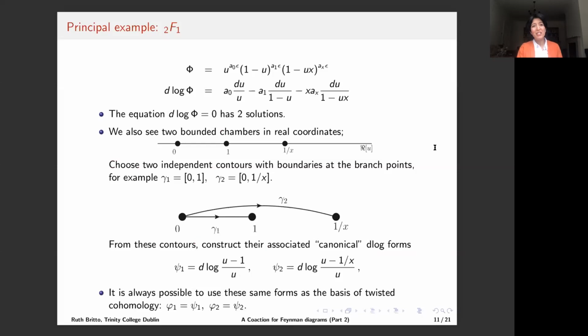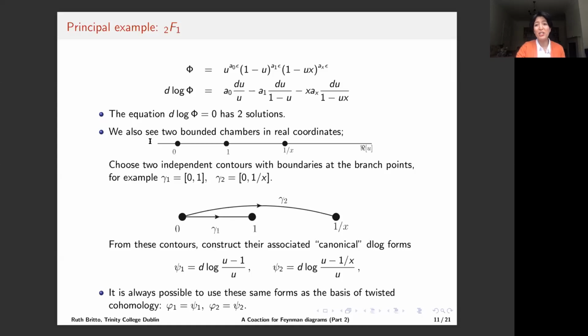So let's dive into this example, get back to 2F1. In 2F1, our twist was given by this part. Remember the three linear factors now raised to these epsilon powers. So we have d log phi. All right, so first we'd like to find the size of the basis. This equation, d log phi equals 0, amounts to a quadratic equation in u, so that has two solutions.